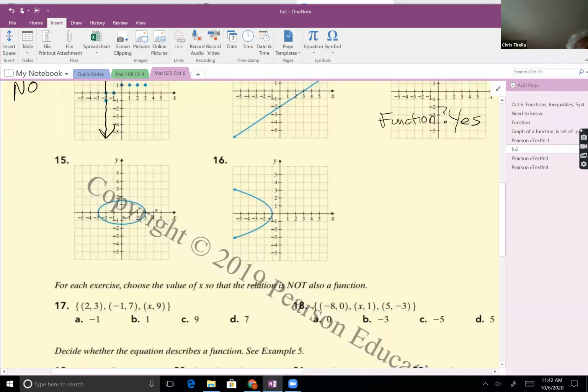But now, what about if I look at 16? Is 16 a function? No. There are a whole bunch of places where a vertical line would cross that more than once. So that would be a no.